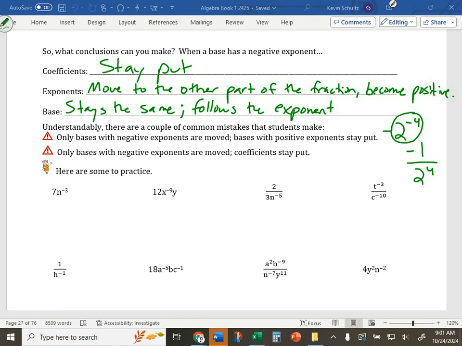Okay? So, here's something to practice. 7n to the -3rd. What's being moved here? 7n to the -3rd. What's being moved?